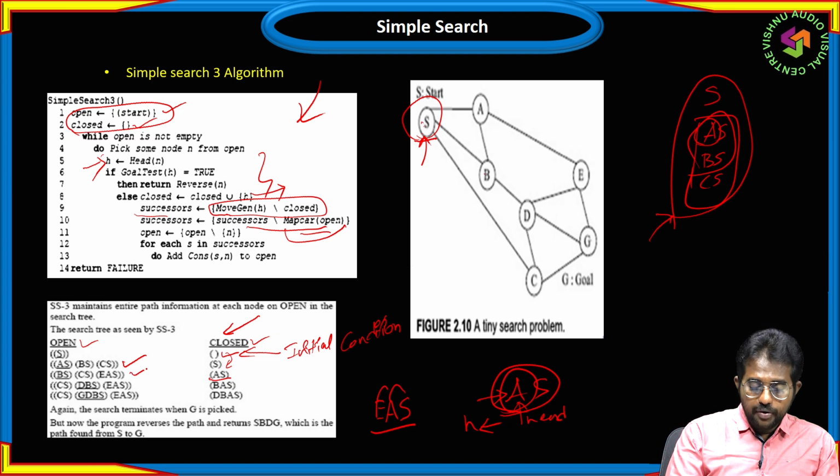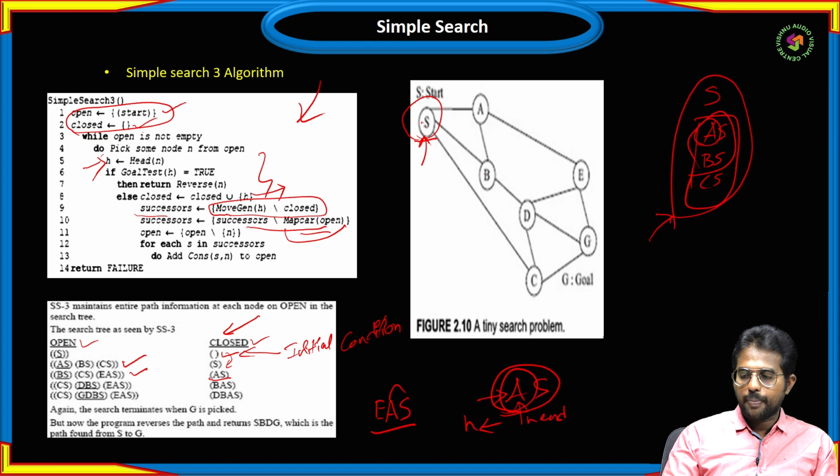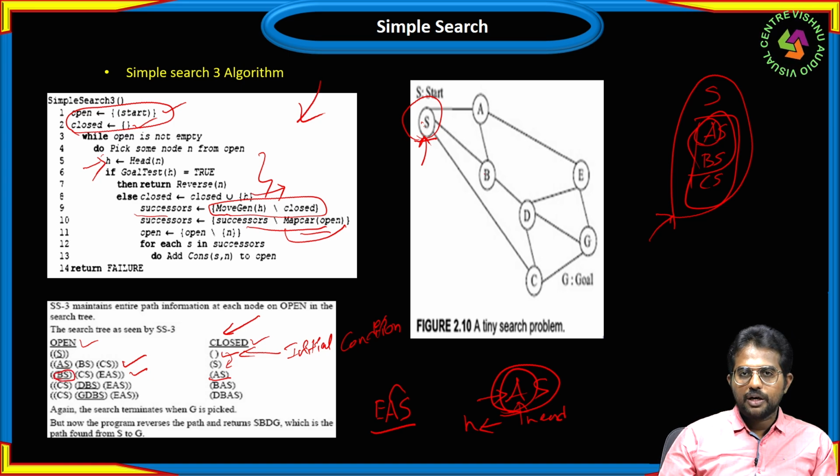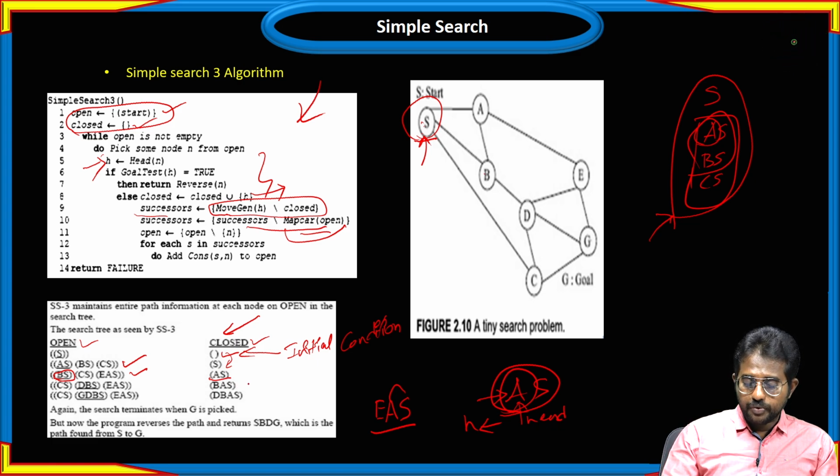So here I have added EAS to the open. After this, again the while condition will be checked. Open is not empty, so we will try to pick an element. Let's say I have picked BS. So this BS will be picked. In that one, I will extract the first node, that is B, and apply the goal test condition on that B. B is not a goal node, so B will be moved to closed.